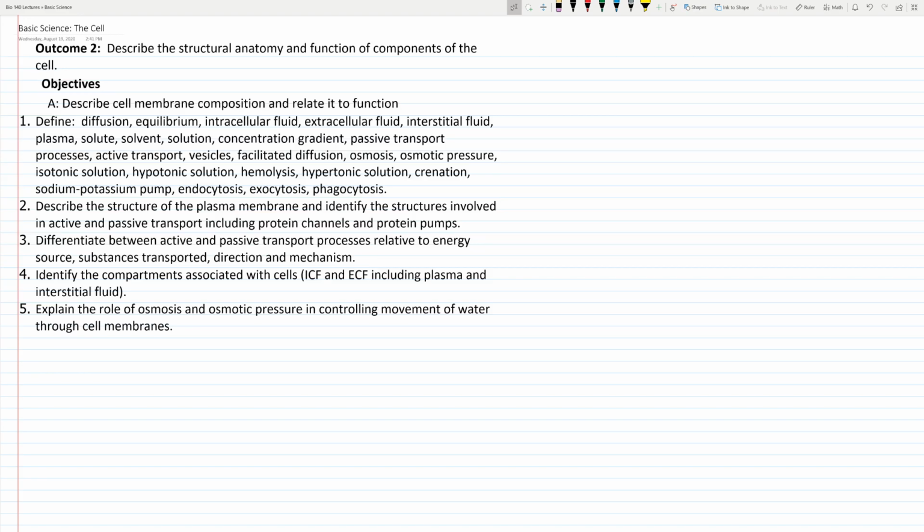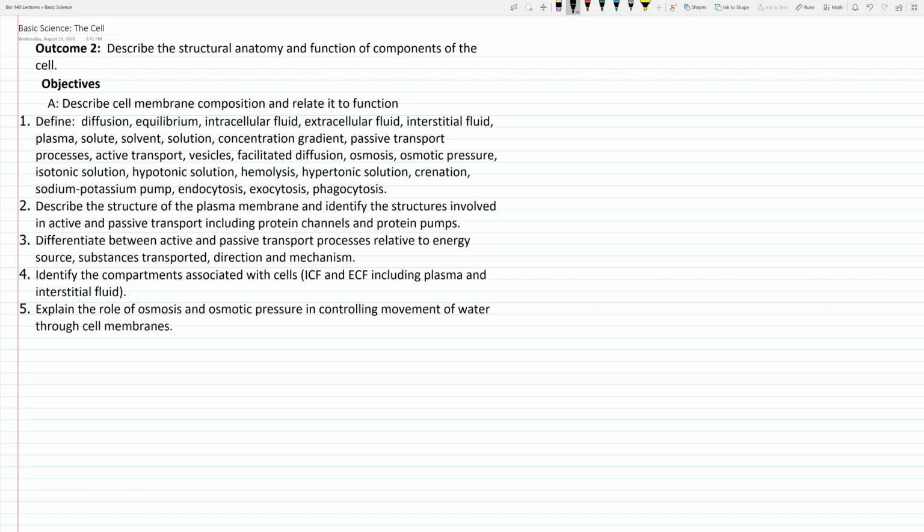I don't make it. So what we're going to start with is talking about a cell, and the parts of a cell. And we're going to start with the cell membrane. Okay. So if you look at the objectives, there's a ton of things you've got to know.